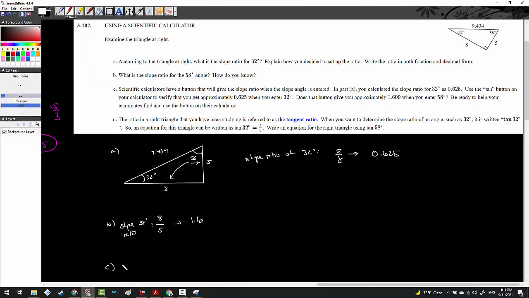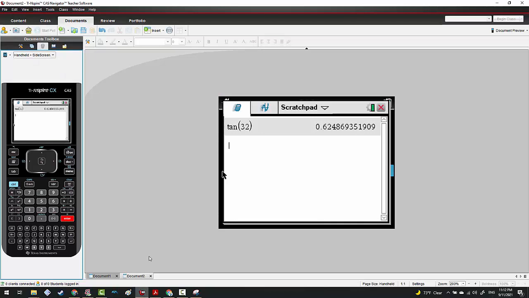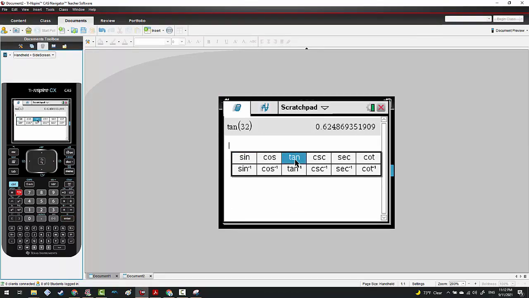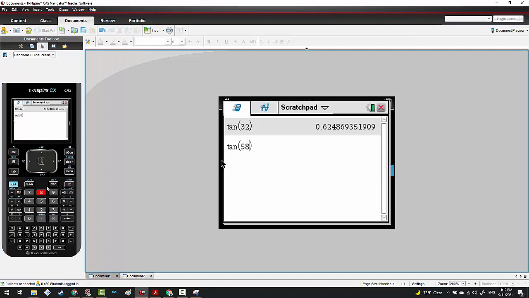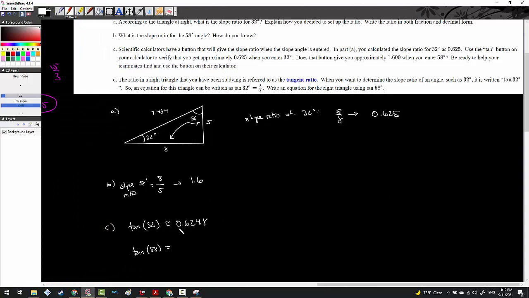So tan of 32 is approximately equal to 0.6248, right? And we're going to verify that, yes, that's about 0.625. Then if we do tan of 58, do I get approximately 1.6? Let's find out. So we go to trig, tan 58. I'm going to press Control Enter because I want to get an approximation. 1.600. I think we're in business. I think we're doing pretty good. Okay, so that is it right there.